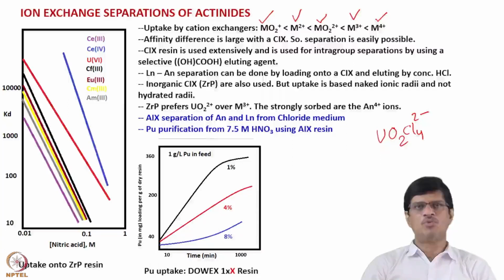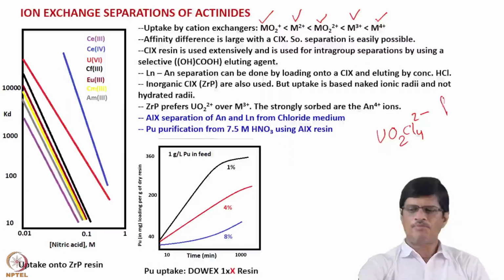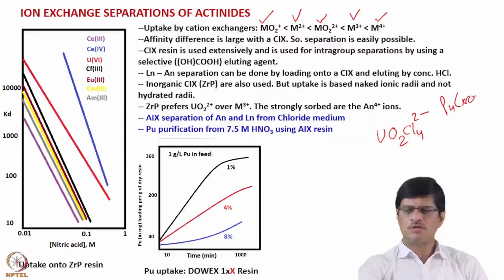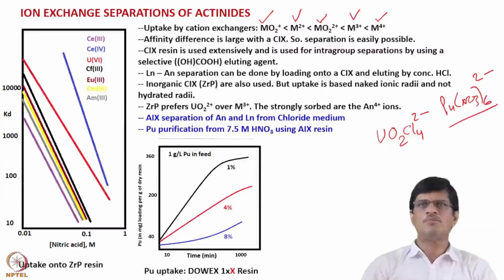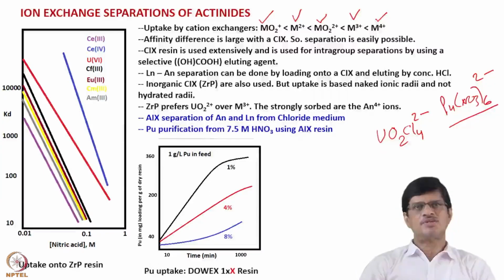And plutonium 4 is the species which forms, as I mentioned, Pu(NO3)6 2-. This type of anionic species is formed with the plutonium 4 plus ion, and this purification of plutonium in our Purex process is finally done by taking plutonium 4 in 7.5 molar nitric acid and using anion exchange reagent like Dowex 1 cross 8 or 1 cross 4.